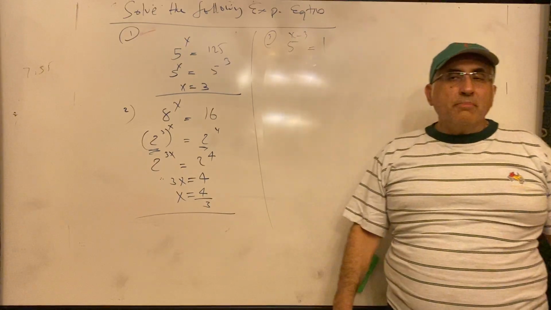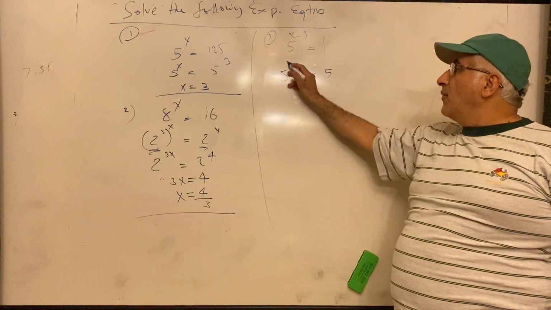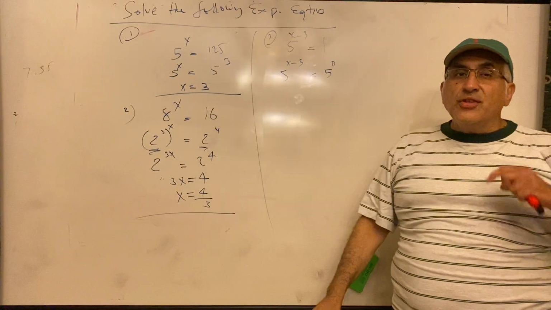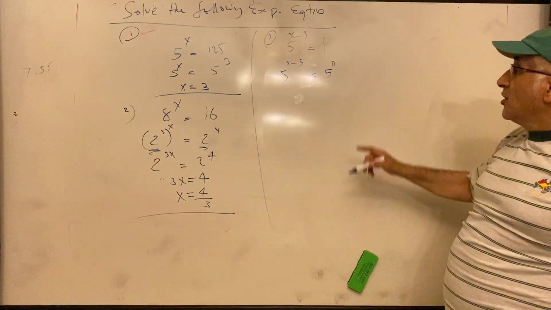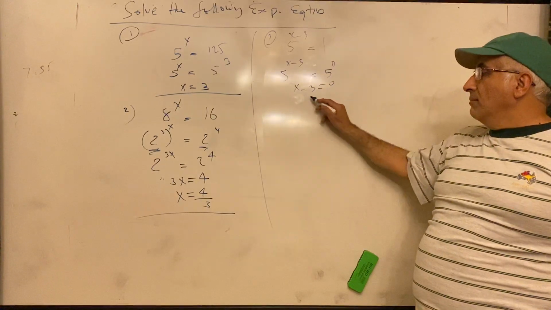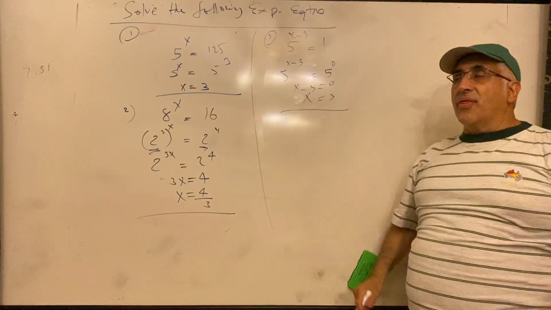How can I make the 1 base 5 like that one? Think about it. What to the power of what gives me 1? The only number is 5. I reviewed this for you last time in lecture number 1. So 5 to the power 0 is 1. If they are the same base, therefore x equals 3. So if bases are equal, you have to equal the power.